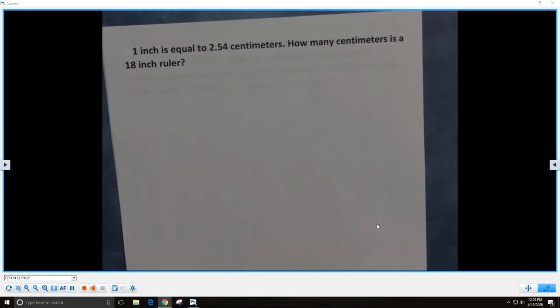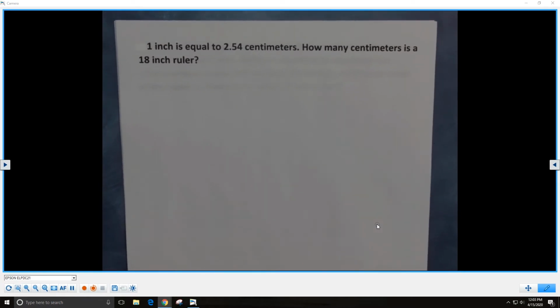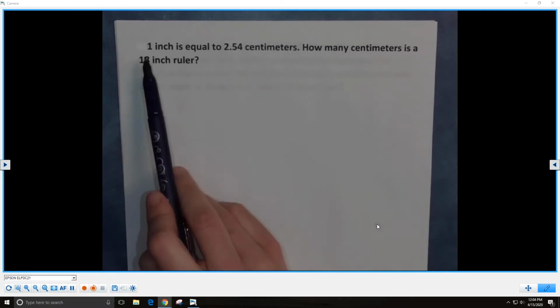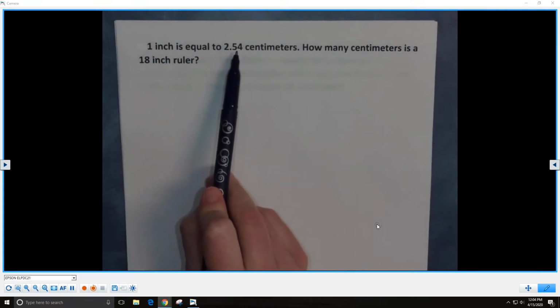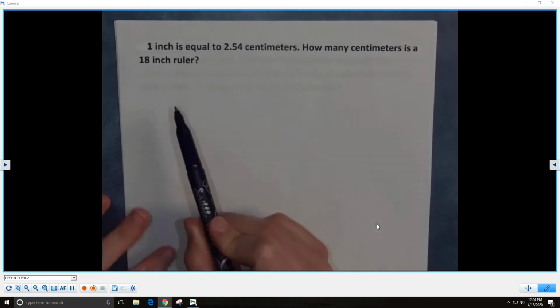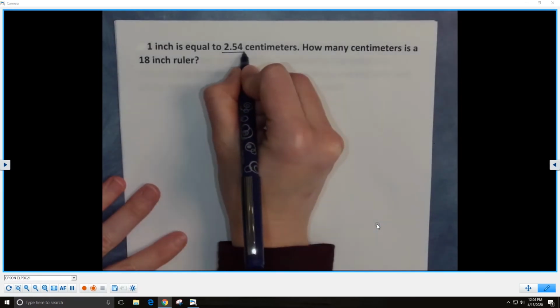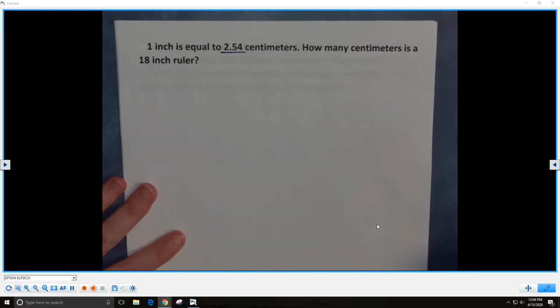So 1 inch is equal to 2.54 centimeters. So how many centimeters are in an 18-inch ruler? Well, first we need to find the constant of proportionality in order to be able to write our equation. Lucky for us, this problem already tells us the constant of proportionality. For every 1 inch, it's 2.54 centimeters. So that means that 2.54 is our constant of proportionality.